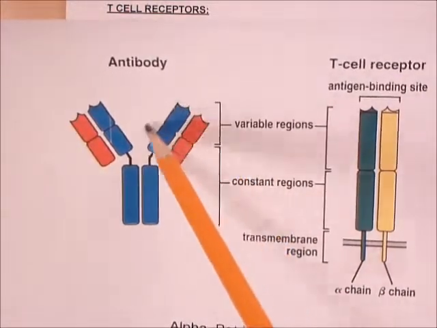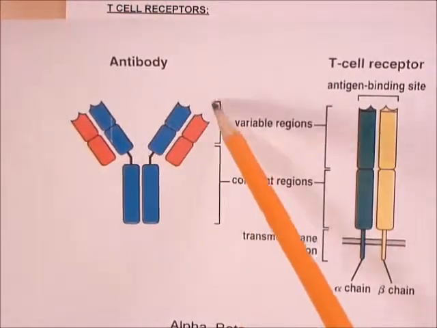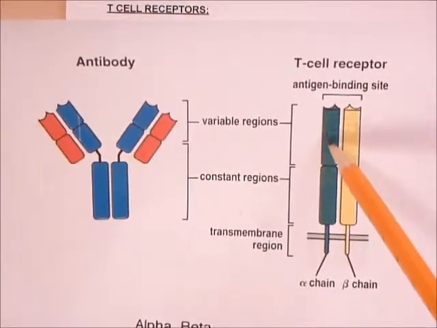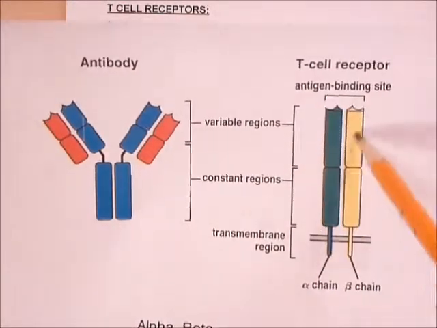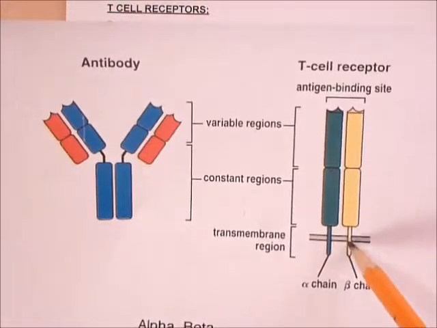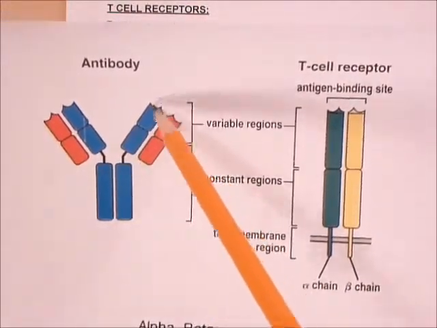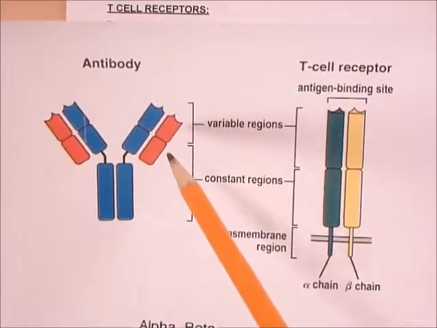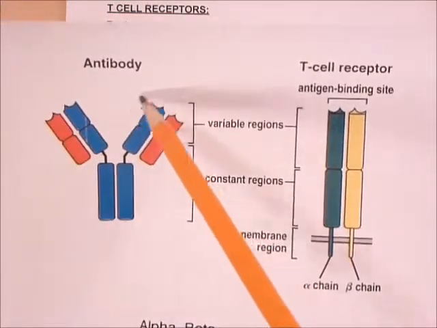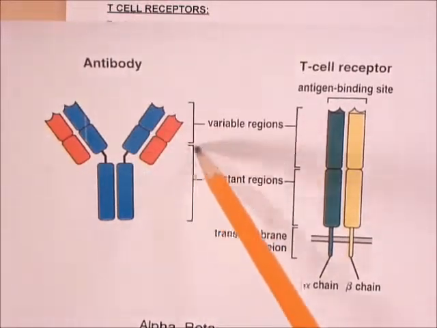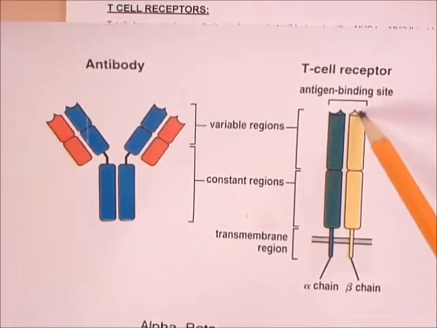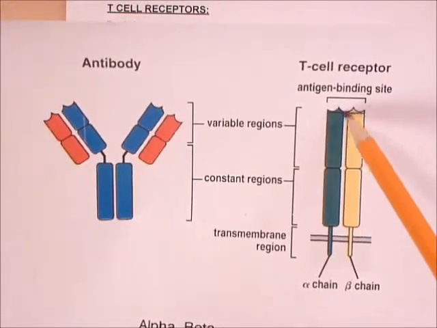So if you took this section here off of an antibody, and they've colored it differently here, and you kind of stretch these out and put little sticks on them, this and this are almost the same thing, basically. A T cell receptor is almost identical to one little top thing of a Y on an antibody. So this is the area that would match the shape of the antigen.